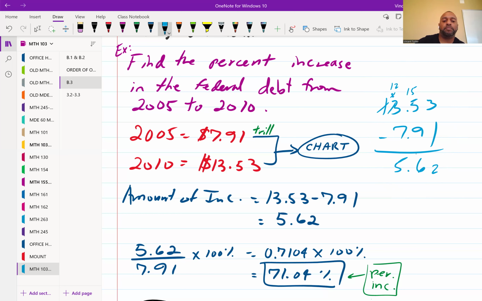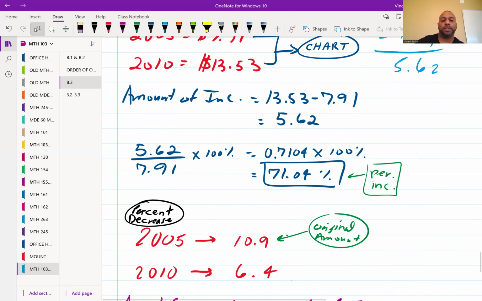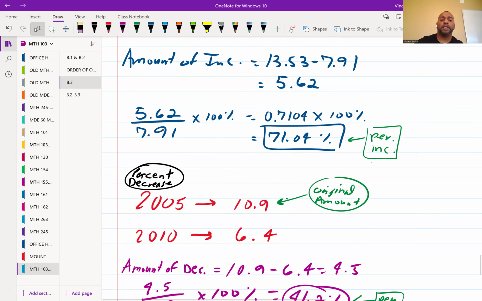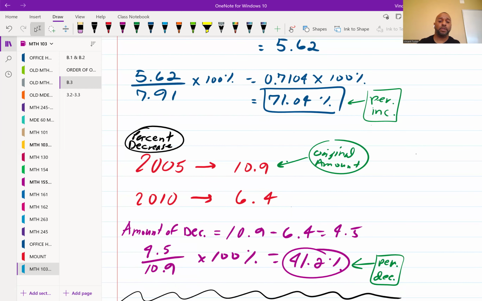And then just to make sure we're okay with the percent decrease, it's the same thought process. I just switched some numbers up. Say in 2005 it was 10.9 and it went down to 6.4, so there was a decrease. What is the percent decrease? It's the same process. You subtract those two numbers. So it's 10.9 minus 6.4, which gives us 4.5. But you're always going to place it over the original amount. This time the original amount is 10.9, the larger number. So that's 4.5 over 10.9.